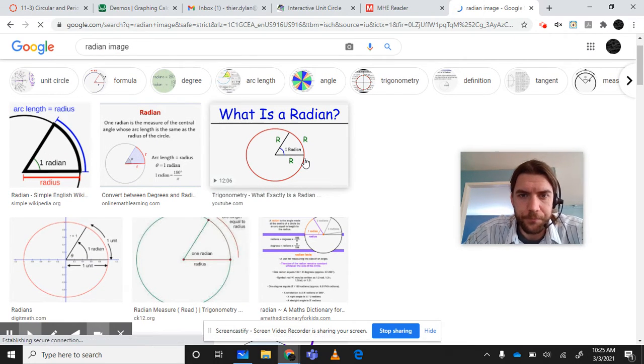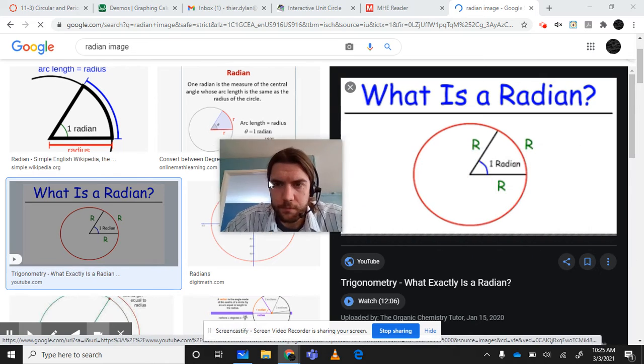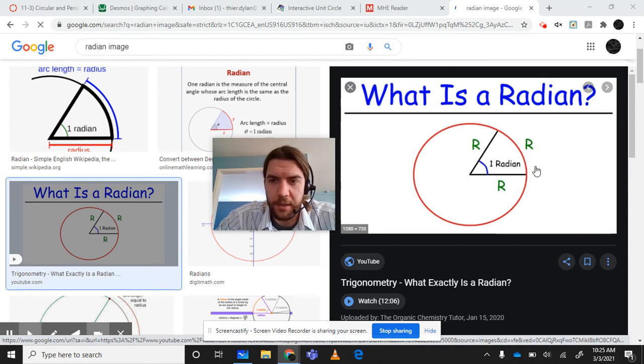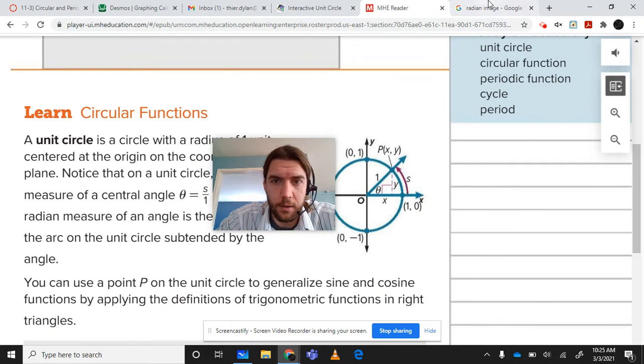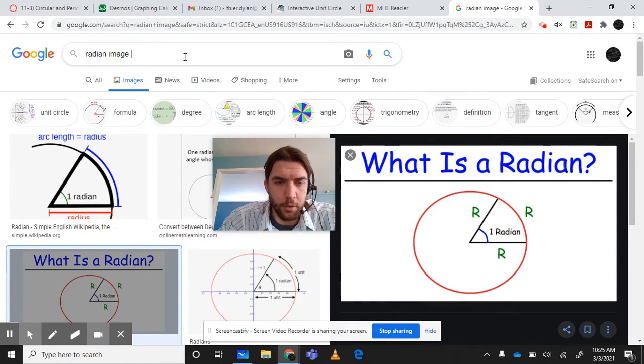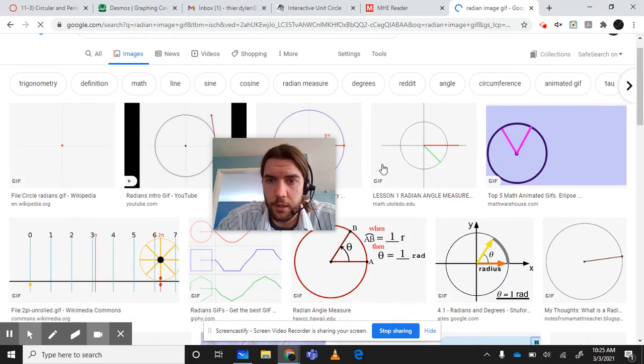A radian is the angle that makes it so that the arc length, the length around the circle from here to here, is the same distance as the radius. So you've got some radius, which in our unit circle, remember, is 1, which means that at 1 radian of angle, this arc length should also be 1. Okay, so that's kind of what they're getting at in the book right there. I like it.